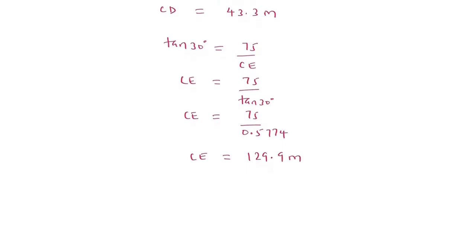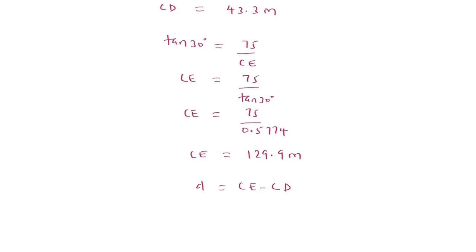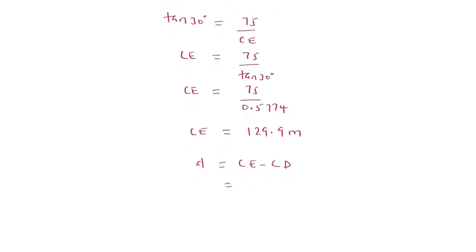Now to find the distance between the cars, we are going to take CE minus CD. Okay, so the distance is going to be 129.9 minus 43.3, which after solving this, we are going to have 86.6 meters. And this is the distance required.